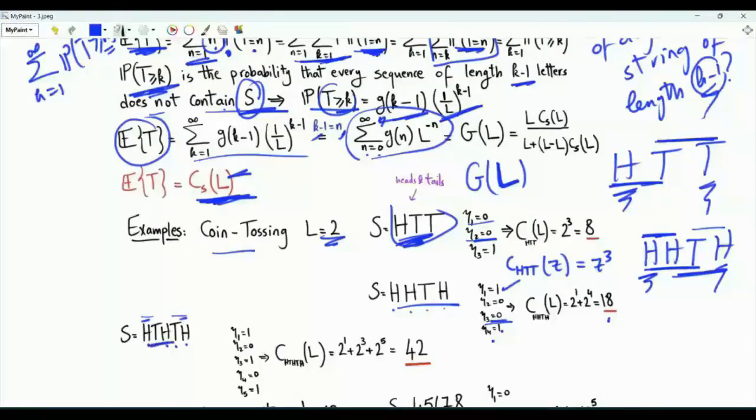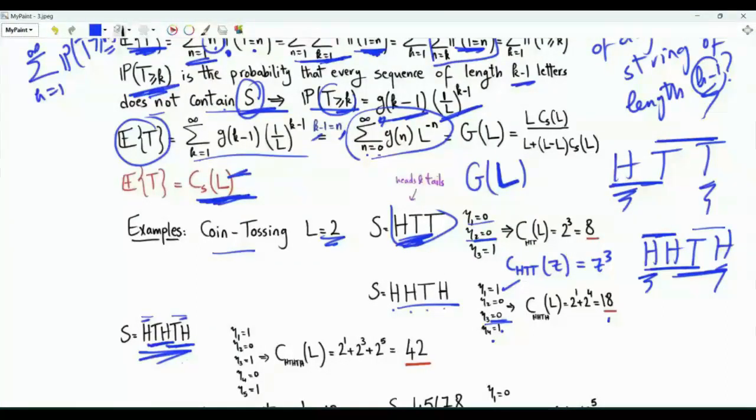For the sequence HTHTH, eta 1 is equal to 1. Eta 2 is equal to 0. Eta 3 is equal to 1. The prefix of length 3 is HTH and the suffix is also HTH. Eta 4 is equal to 0 and eta 5 is equal to 1. The expected number of tosses to obtain HTHTH for the first time is 2 plus 8 plus 32.